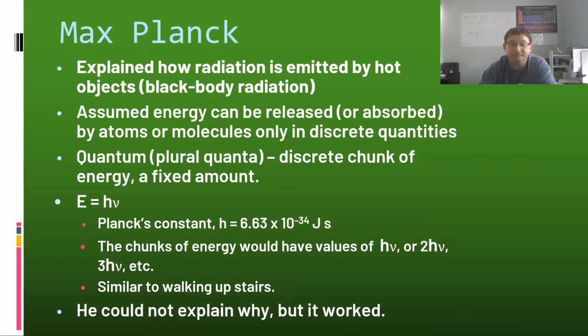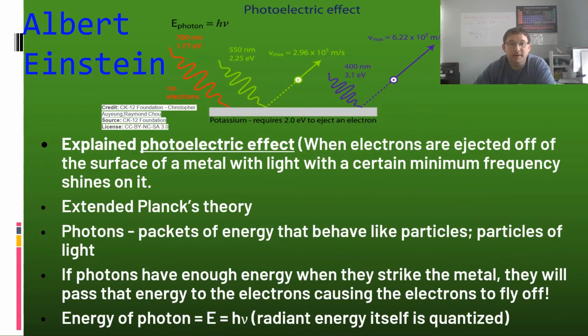Now he really couldn't explain why, but it worked. And so in walks Albert Einstein in an attempt to explain the photoelectric effect. Why does light with a certain minimum frequency cause electrons to be ejected, but if we're below that frequency, nothing happens? So here's just an example for potassium.